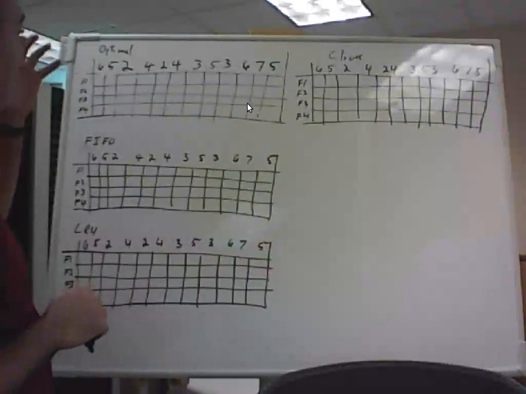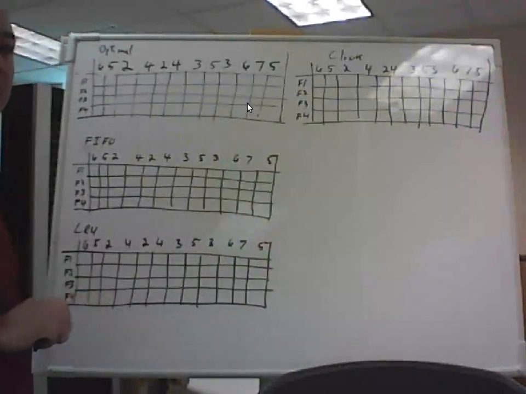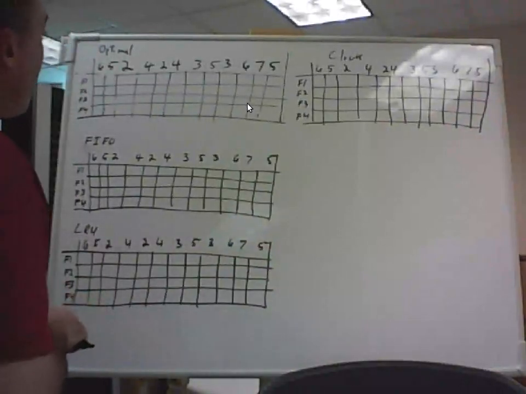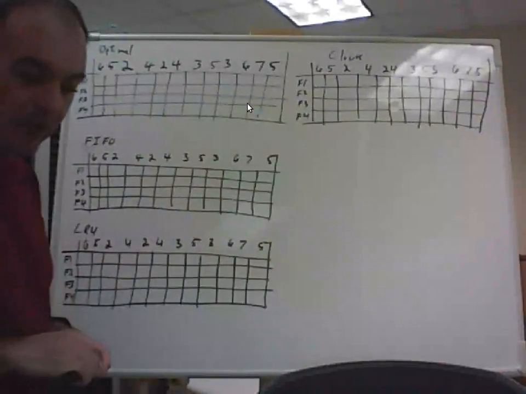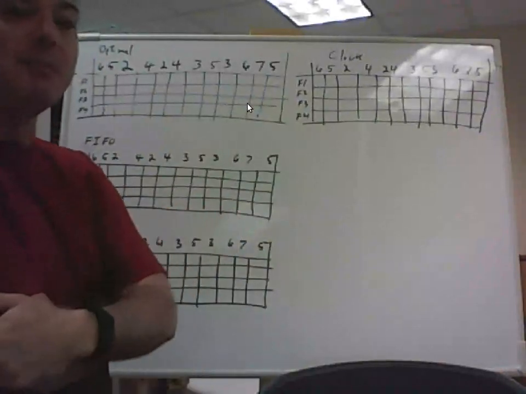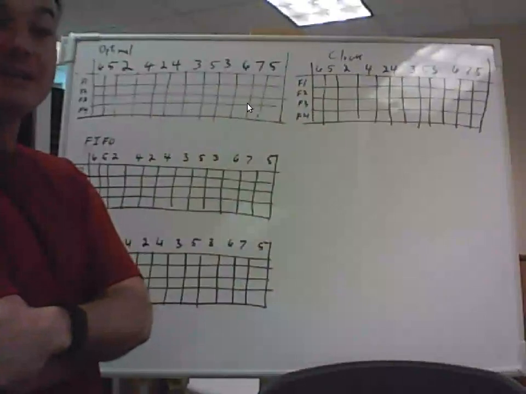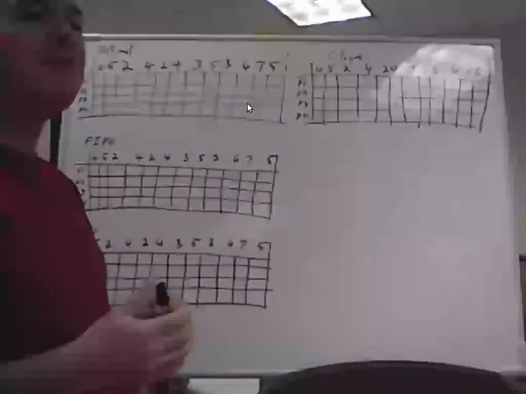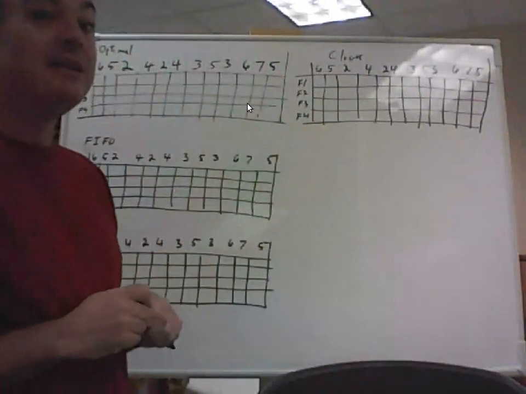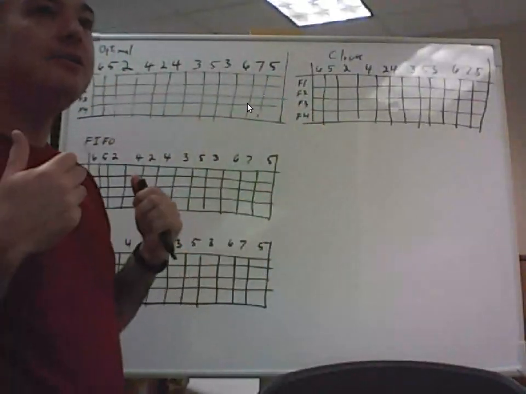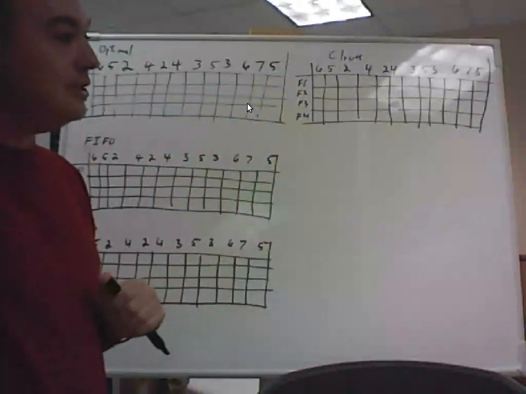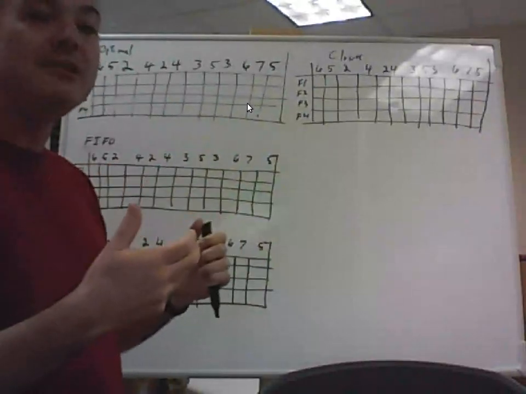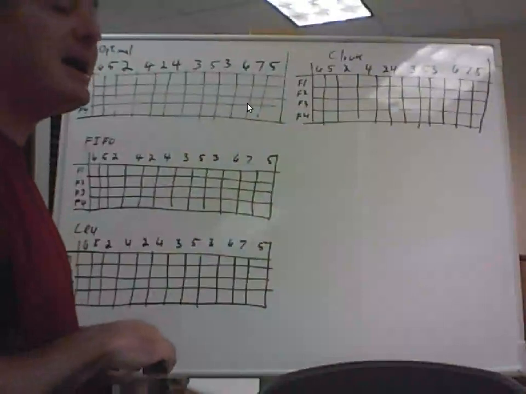So let's first do the optimal page replacement policy, okay? So optimal can't be implemented on a real operating system, because in order to implement the optimal page replacement policy, you have to be able to see into the future. So you can prove that you can get optimal page replacement by looking into the future.